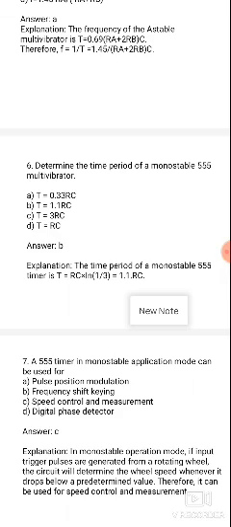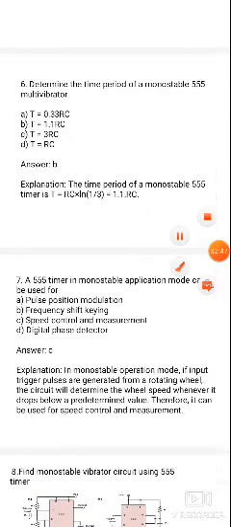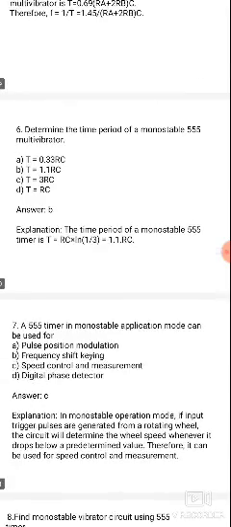The answer is B. That is nothing but the monostable multivibrator time period. The total time period T is equal to 1.1 RC, where R is the external resistor and C is the external capacitor. The formula of the monostable multivibrator time period is T = 1.1 into RC.